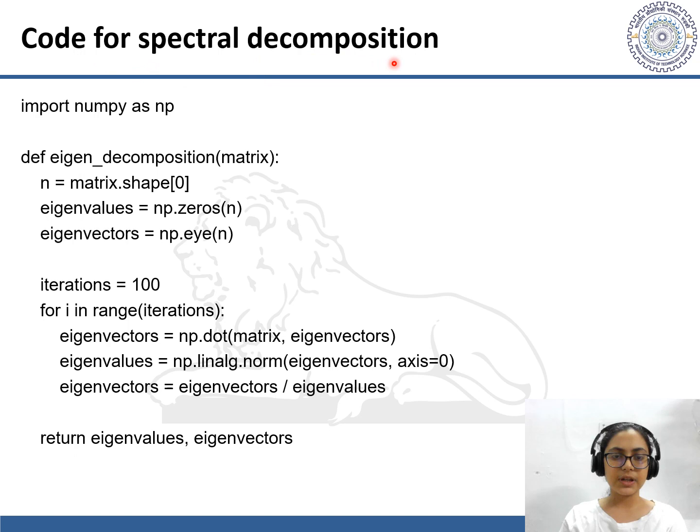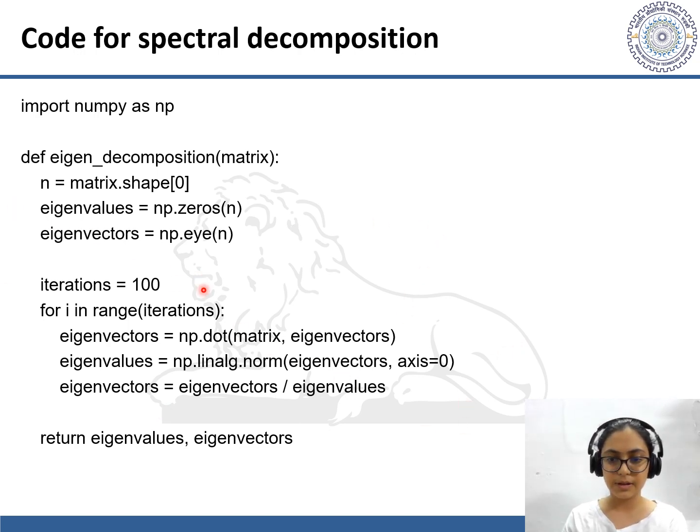Have the code for spectral decomposition. It goes as follows. Generally, this algorithm uses the power iterative method to find the eigenvalues and eigenvectors. And once we get the eigenvalues and eigenvectors, it is fairly easy to construct the decomposition. This happens at an order of n cube.